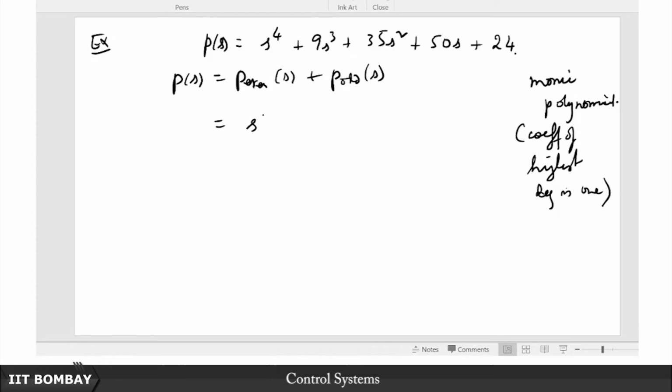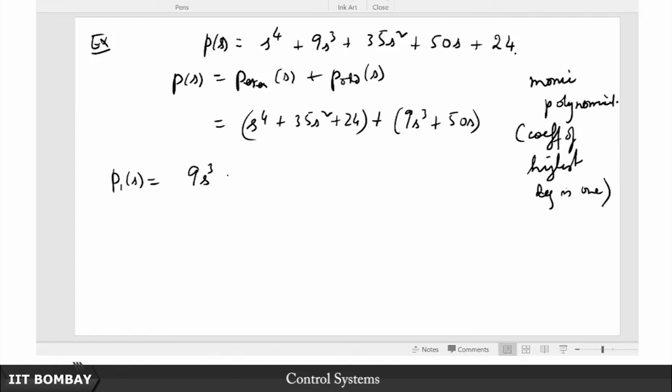So, what is this even part? s to the power 4 plus 35s squared plus 24. And what about this odd part? It is 9s cubed plus 50s. Okay. So, now let us pass this through the algorithm. At the first step of reduction, degree reduction, we retain the odd part because the odd part does not contain the highest degree term, but we reduce the even part.